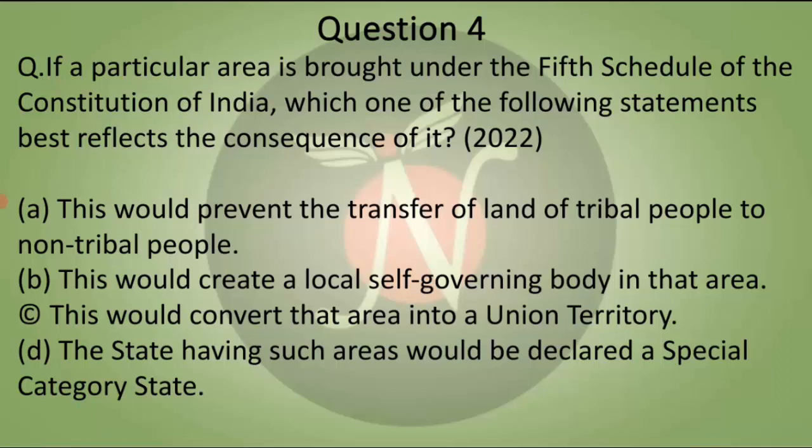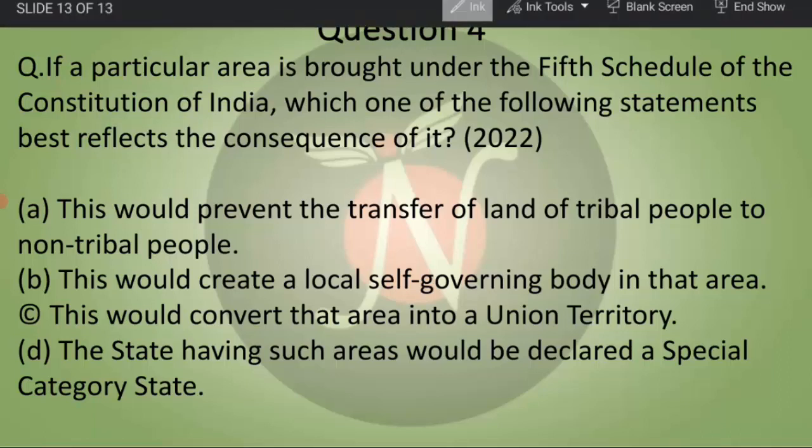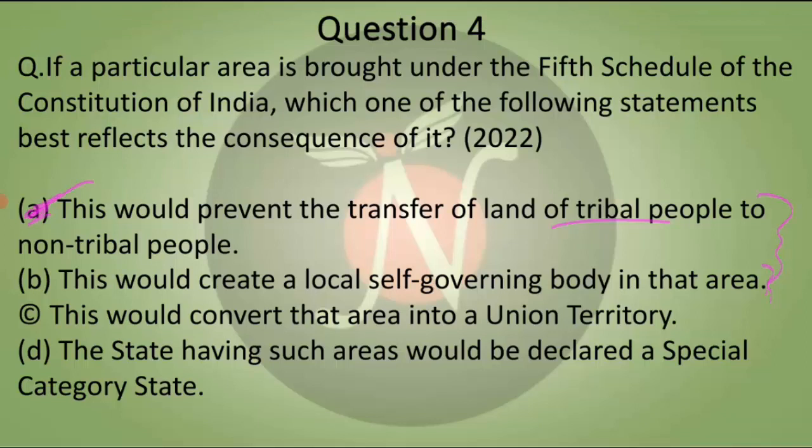A, this would prevent the transfer of land of tribal people to non-tribal people. B, this would create a local self-governing body in that area. C, this would convert that area into a union territory. D, the state having such areas would be declared a special category state. So basically the answer to this question is A, that this would prevent the transfer of land of tribal people to non-tribal people. Some of you might have thought of B as well. It was a little bit confusing, but if you know it in detail, then the answer would be A. So this was all about today's topic and series.